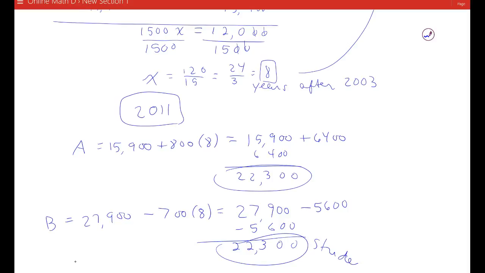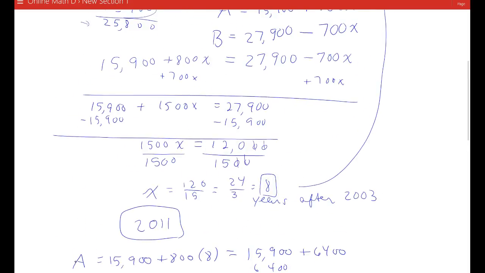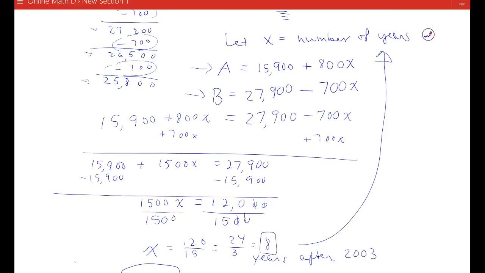So this is students, because when we wrote these equations for A and B, they were number of students. So when I put an x value in there, the number that I get is students.